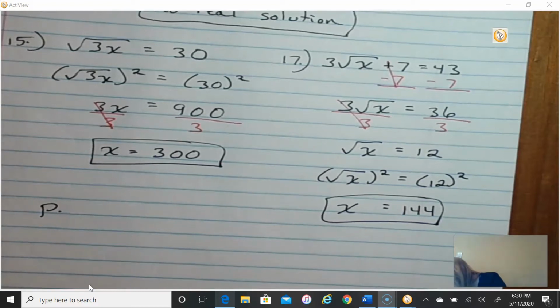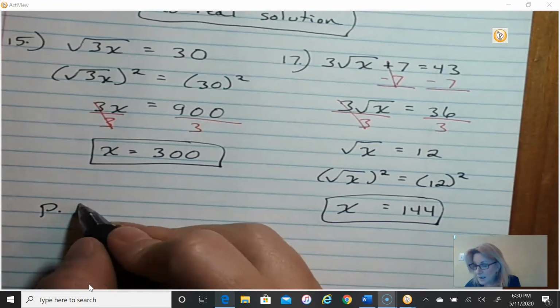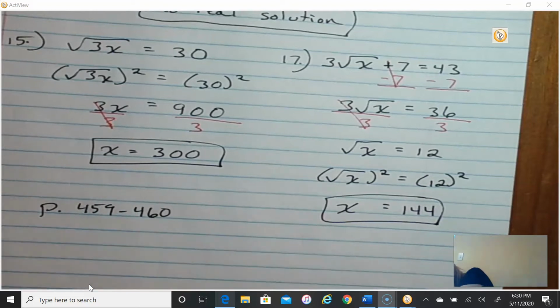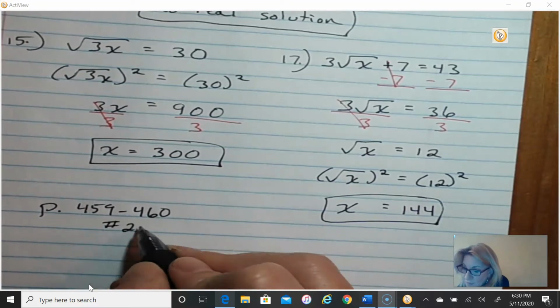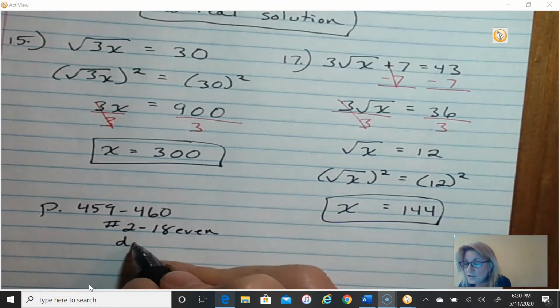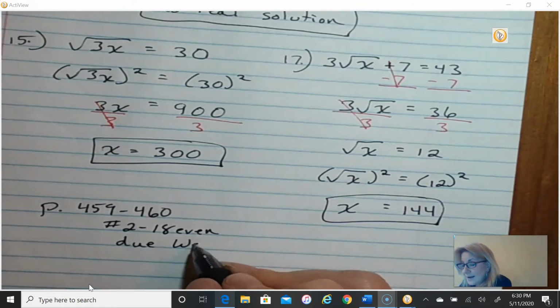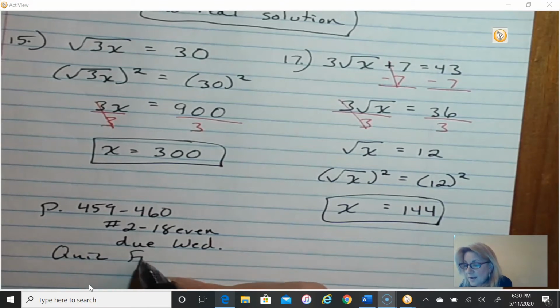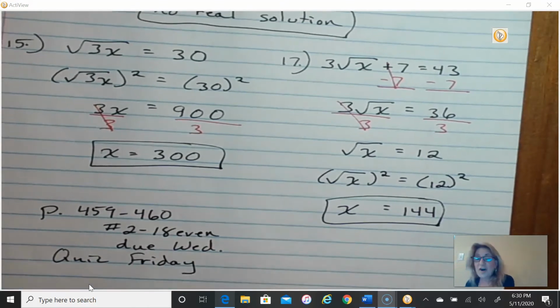Okay, guys, I'm setting you free. You are doing page 459 to 460. You're doing numbers 2 through 18 even. These are due Wednesday. And you have a quiz Friday. You are almost done, guys.